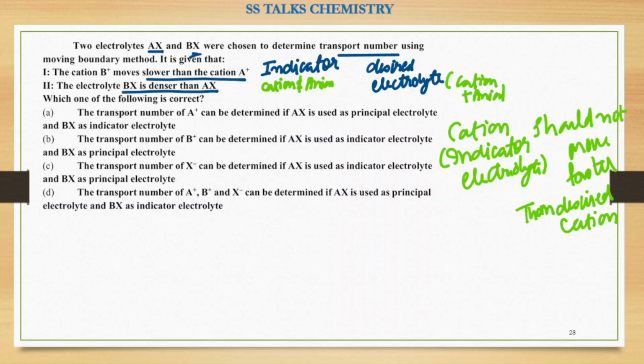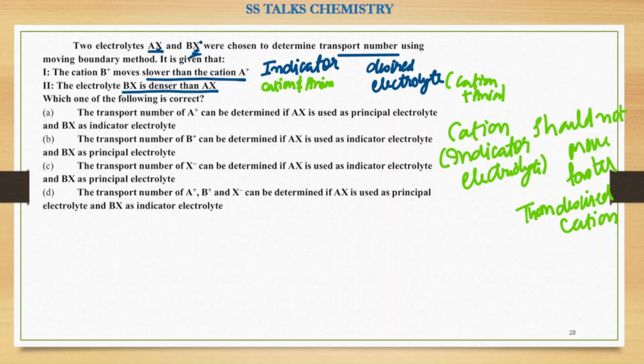Also, the second condition that we require is that the anionic species in the indicator as well as the desired electrolyte should be the same. Here you can see AX and BX are given. The anionic part here is X, and here also the anionic part is X only. So the primary condition, that the anionic part should be the same, is satisfied. Okay, so this is the scenario that you wanted.